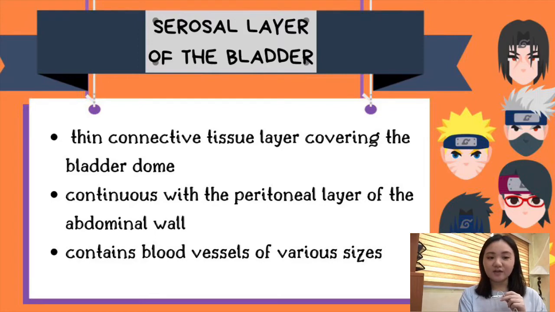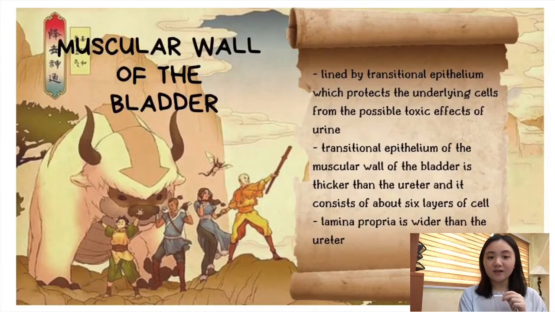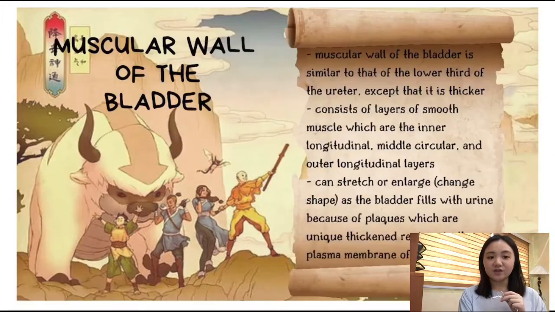Number 5, the renal calyx, ureter, and muscular wall of the bladder are all lined by transitional epithelium. However, the bladder has a thicker transitional epithelium and wider lamina propria than the ureter.